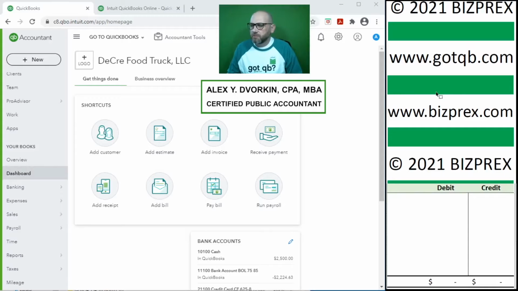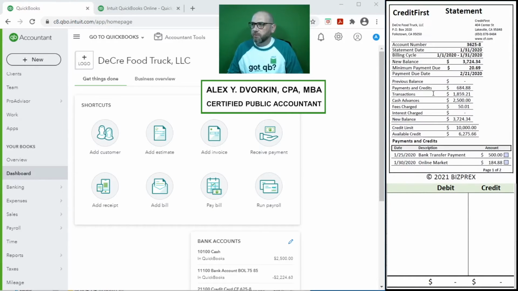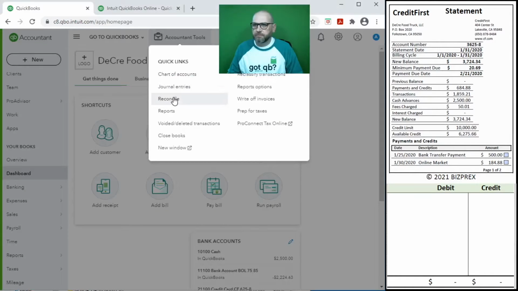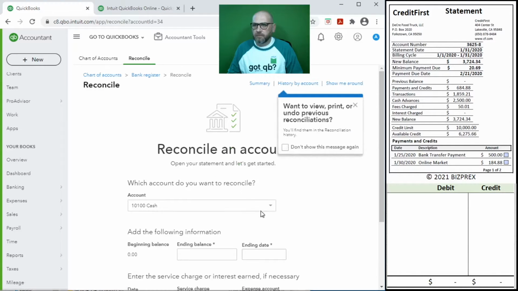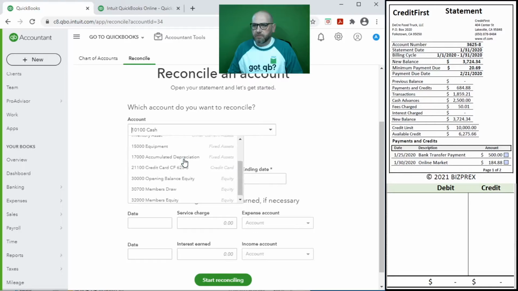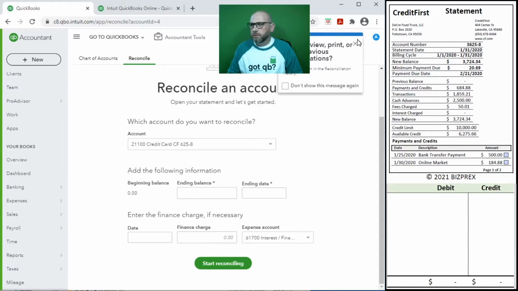Okay, let's go ahead and reconcile the month of January. We're going to get started with our credit card statement. Here it is. Again, make sure we select the correct one. So here it is. Enter our ending balance, the new balance right here. Ending statement right here.